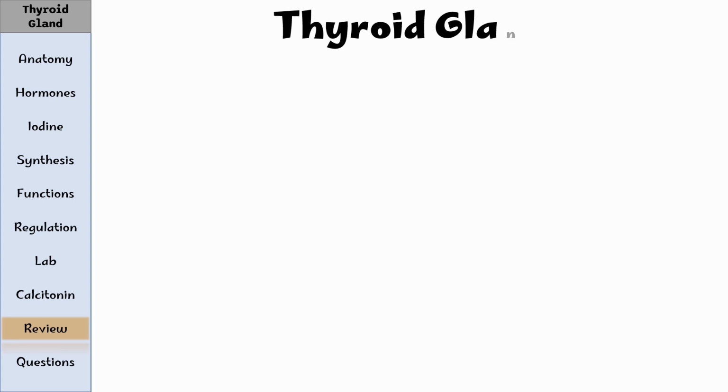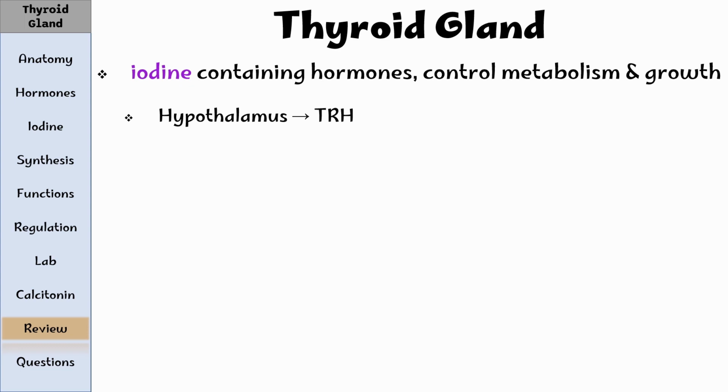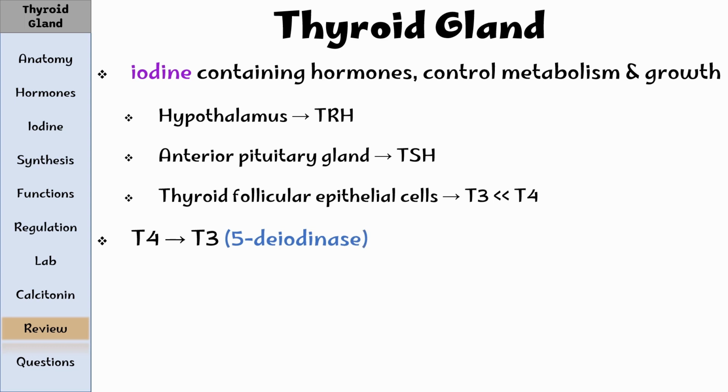Now let's review some points of what we learned. Thyroid glands produce thyroid hormones, which are iodine-containing hormones that control the body's metabolism and growth. The hypothalamus releases TRH, which stimulates anterior pituitary gland to release TSH, which will stimulate the thyroid follicles to produce T3 and T4. Mostly T4 is produced, and it is converted into T3 in the peripheral tissue by the enzyme 5' deiodinase. Most of the thyroid hormones are bound to TBG.